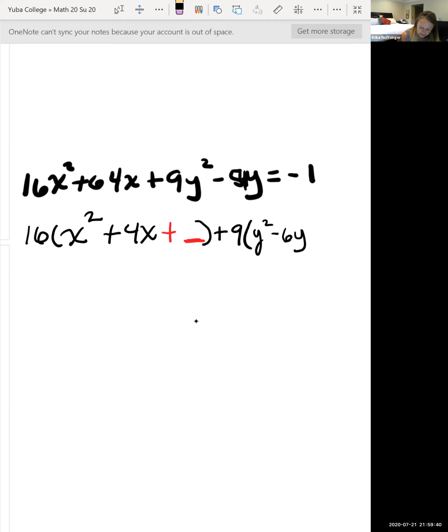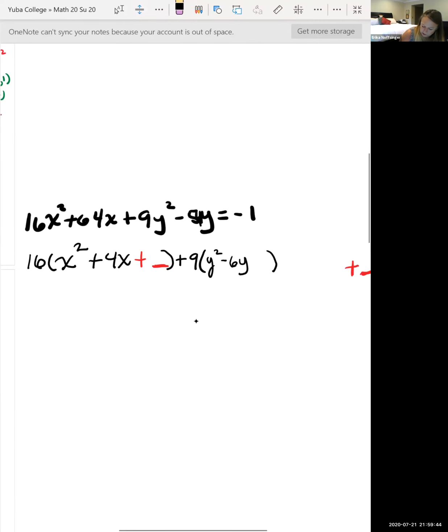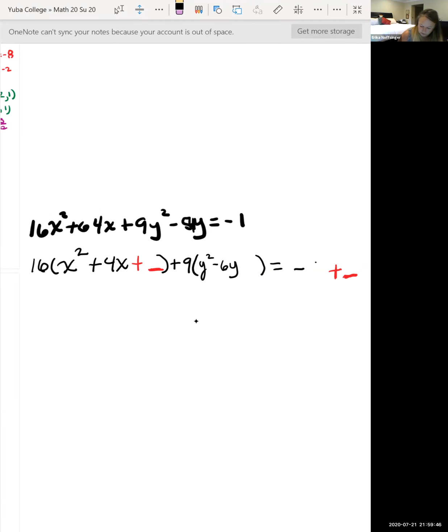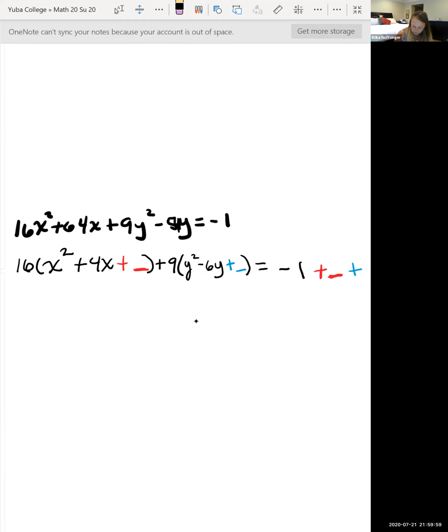And then we're going to add something in here to make this a perfect square. This is equal to negative 1 plus what we were adding. Well, we have to be careful, not quite what we were adding. And then we're going to add something here. Okay, so looking at inside the parentheses, now it's in the form that we can complete the square.